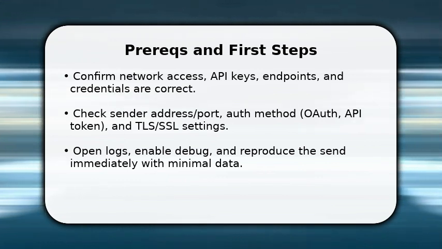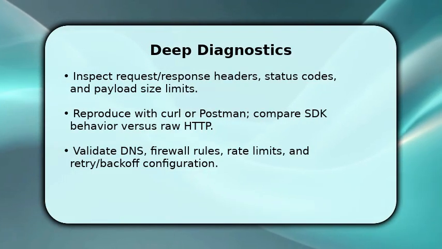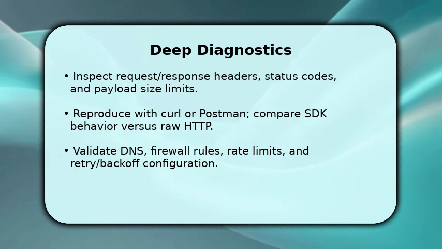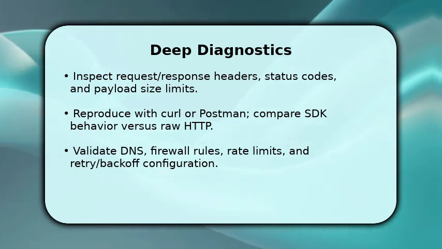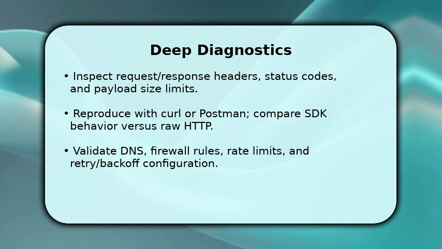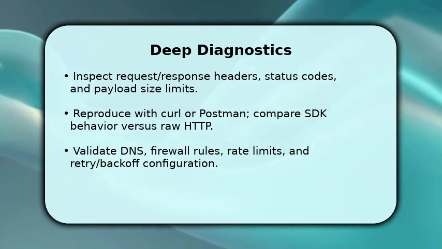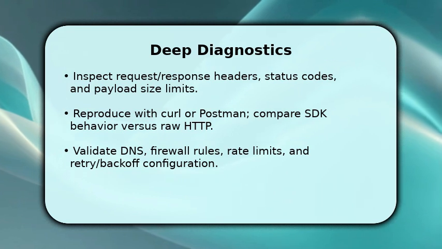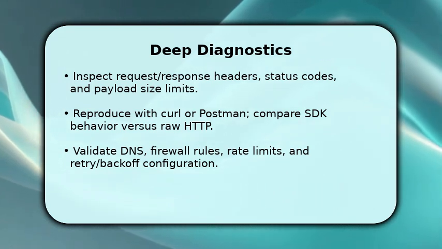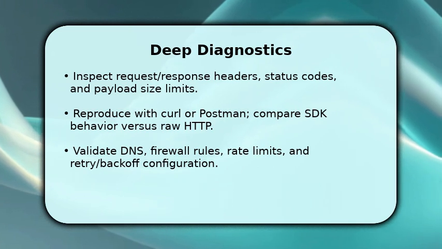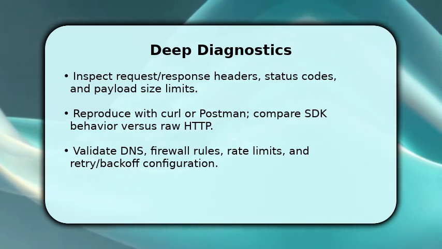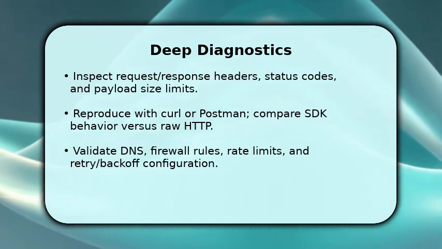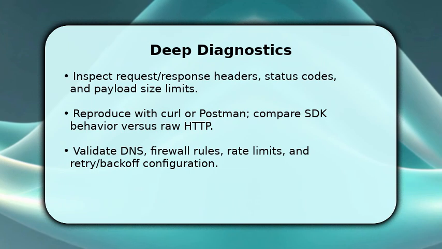Once done with the minimal test, dive into request and response details. Check headers, status codes, and any error bodies. Reproduce the same call with curl or Postman to separate SDK issues from network problems. Make sure payload size and content type match API expectations and compare behavior across environments. Also audit DNS resolution, firewall rules, and any rate limit or retry policies that might throttle sends. These steps isolate whether the failure is client, network, or server-side.